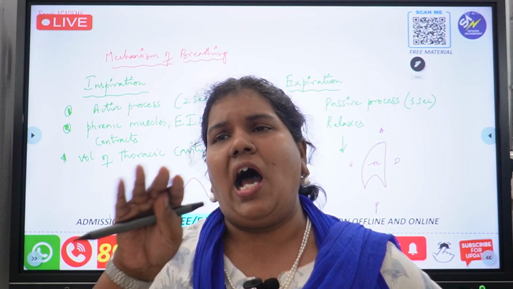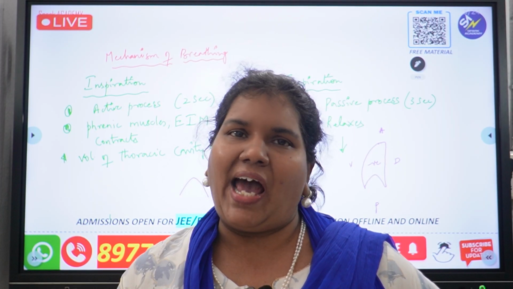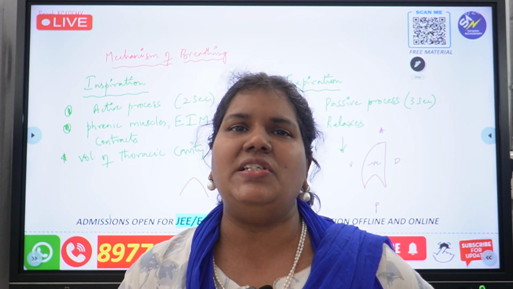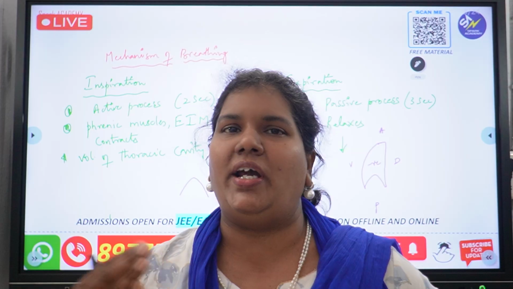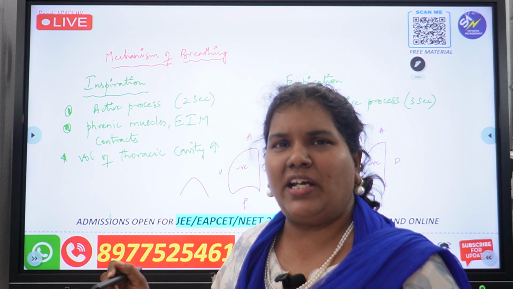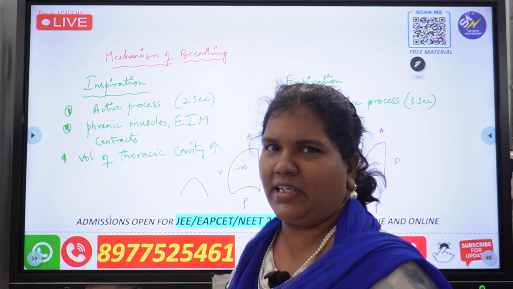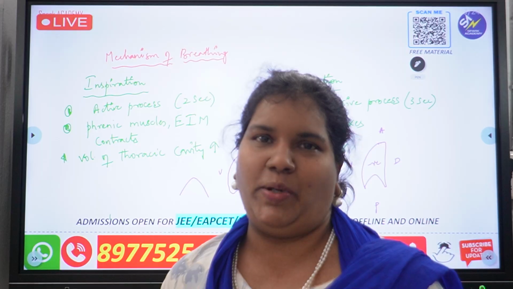అంటే మసిల్స్ అక్కడ వర్క్ అవ్వాలి అంటే మసిల్స్ రిక్వైర్ ఎనర్జీ. So active process means a process which is requiring energy. Inspiration is an energy requiring process. So we are calling it an active process. And you know how much time it takes for inspiration? Just 2 seconds. ఇప్పుడు నేను మాట్లాడే లోపల మీరు వినే లోపల కూడా you have already inspired, right?